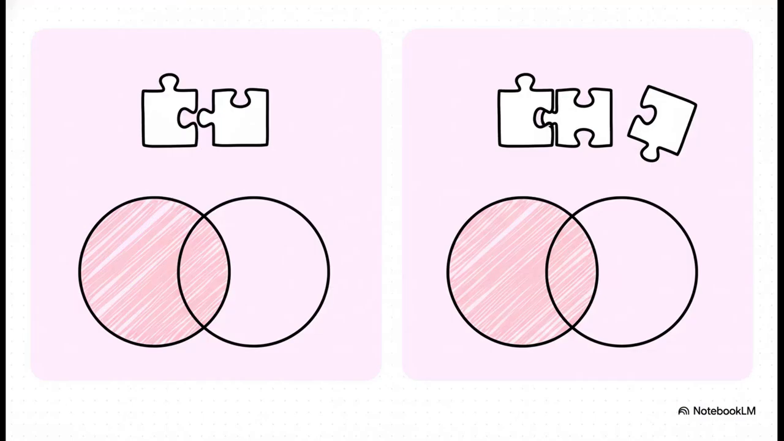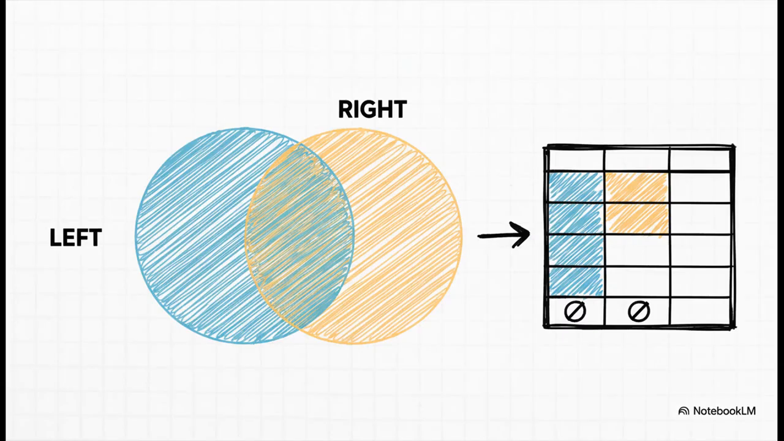The key difference is actually pretty simple. While an inner join gives you just the intersection, that middle part of the Venn diagram, an outer join gives you the intersection plus the leftovers from one or even both tables. It's designed specifically to show you what doesn't have a match. Let's start with a left join.